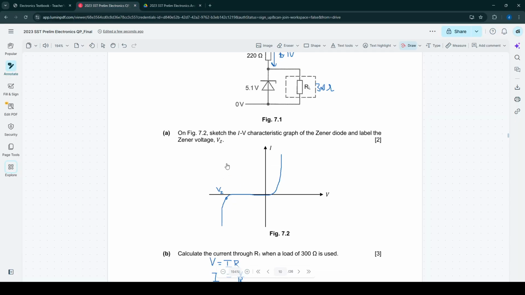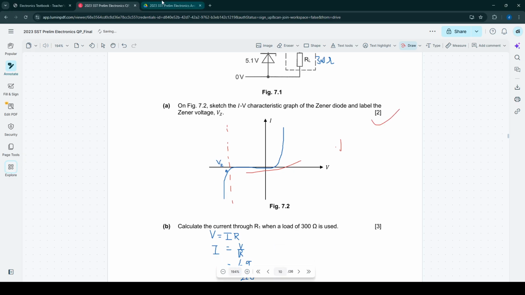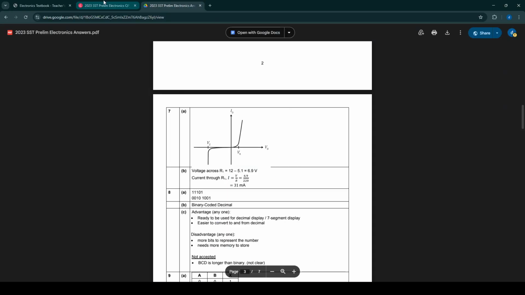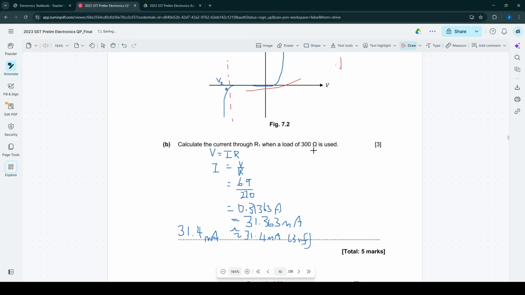I would have preferred if you had drawn a line and then said VZ, but I'm giving you the mark anyway. 2 marks for that. Now I can't move it. Is this stuff in England, bro? That is stupid, bro.